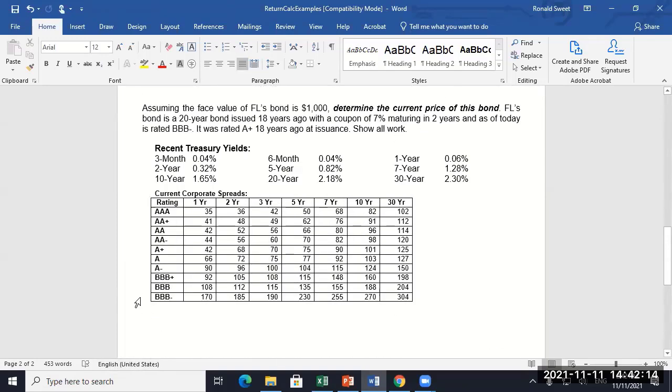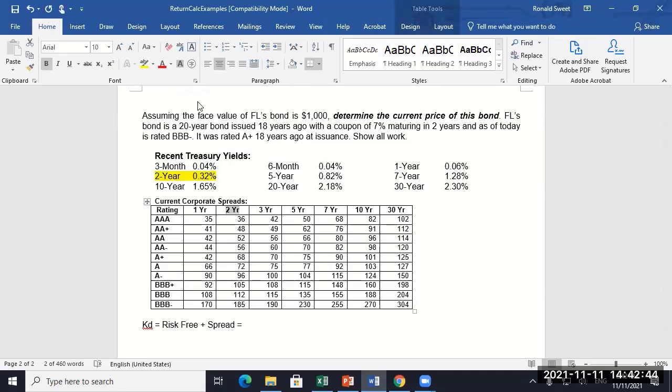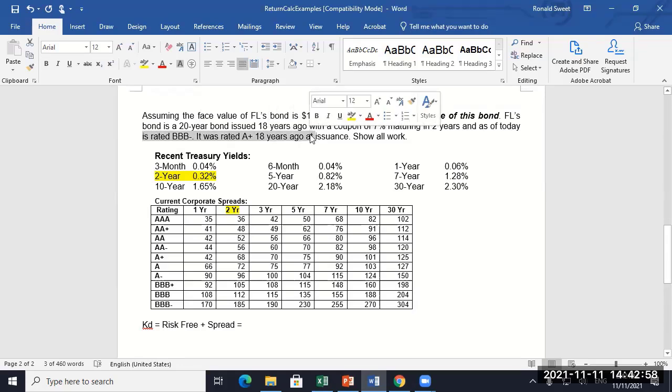All right, on this question, I gave you two of these. We'll do the same thing, just get some practice here. So the first thing you want to do is to get the KD. What is the KD equal? Risk-free plus the spread. What's the risk-free rate? So we've got, I don't remember who FL is, but it's a 20-year bond issued 18 years ago. So what kind of bond is it? 2-year bond. Everything's 2 years. It was rated BBB- today, but it used to be rated A+ when it was issued. Which of those do we care about? Only the BBB-. We just care about today.